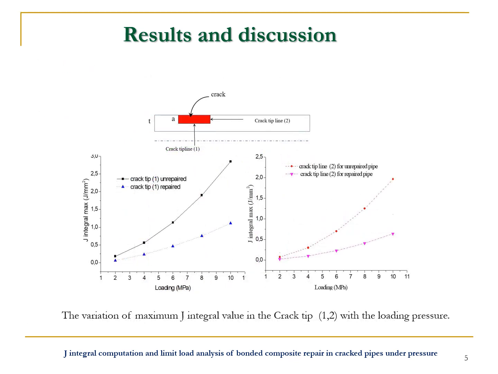This figure presents the variation of maximum J-integral value in the crack tip lines 1 and 2, with the loading pressure for both repaired and unrepaired pipes. Also, we can note that the crack propagation in depth is more dangerous than the longitudinal crack. This is for the repaired and unrepaired pipe.